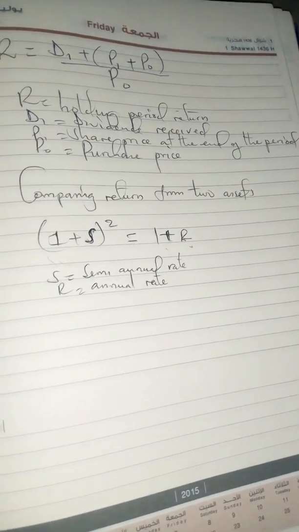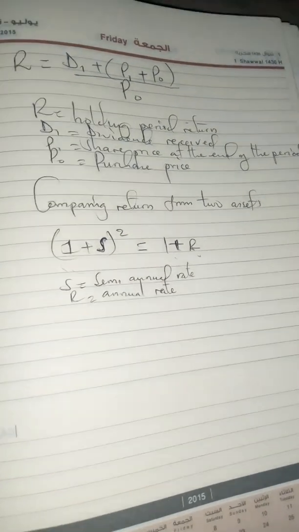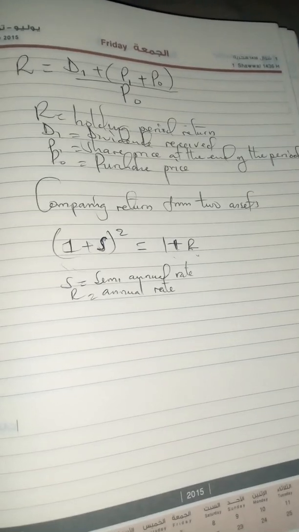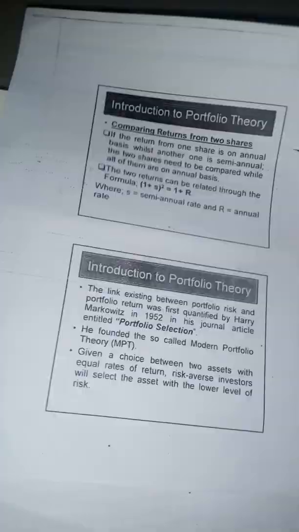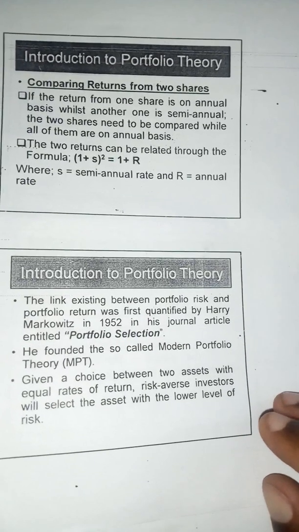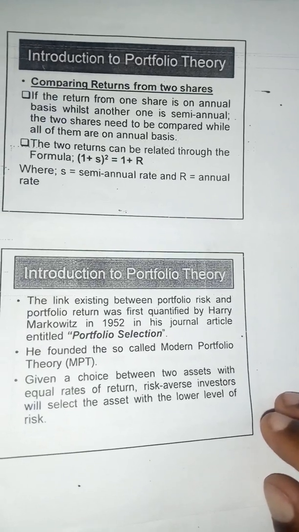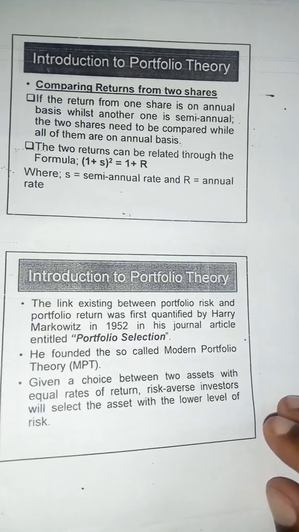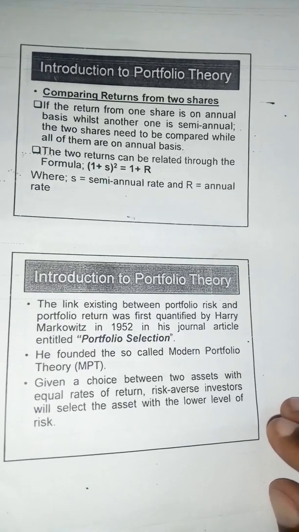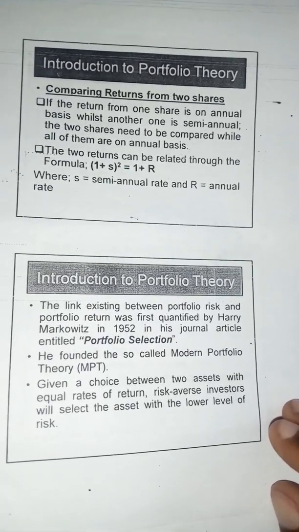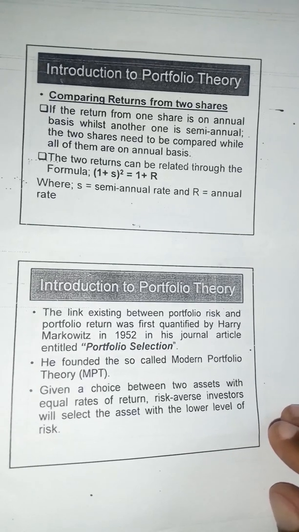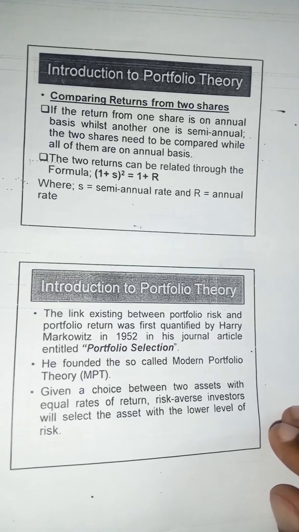This states that the link existing between portfolio risk and portfolio return was first quantified by Harry Markowitz in 1952 in his journal article entitled Portfolio Selection. He founded the so-called modern portfolio theory (MPT).